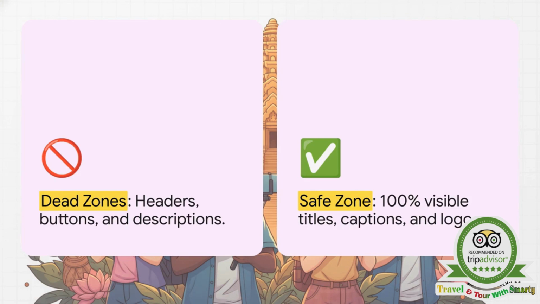The dead zones are exactly what they sound like: dead space for important information. That top 15%, or roughly 290 pixels, is dangerous because platform headers might chop off your text. The bottom 20%, or 380 pixels, is where the app places the video descriptions, the music title, and on the right side, the like, comment, and share buttons. By contrast, the safe zone is your 100% visible area. This center middle section is where your titles, your captions, and your business logo absolutely must go, so viewers don't miss a single piece of key info, no matter what screen size they're using.